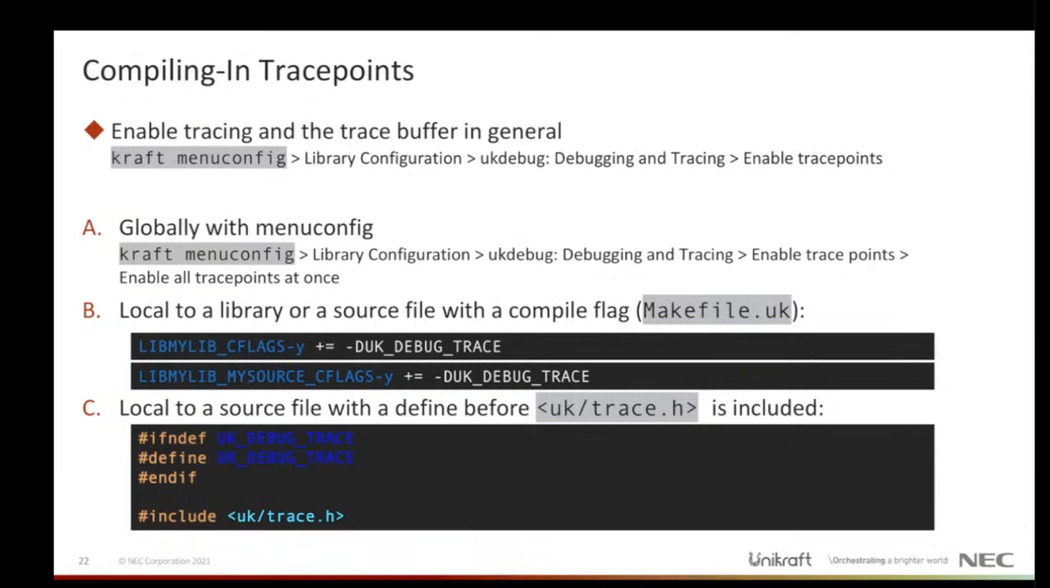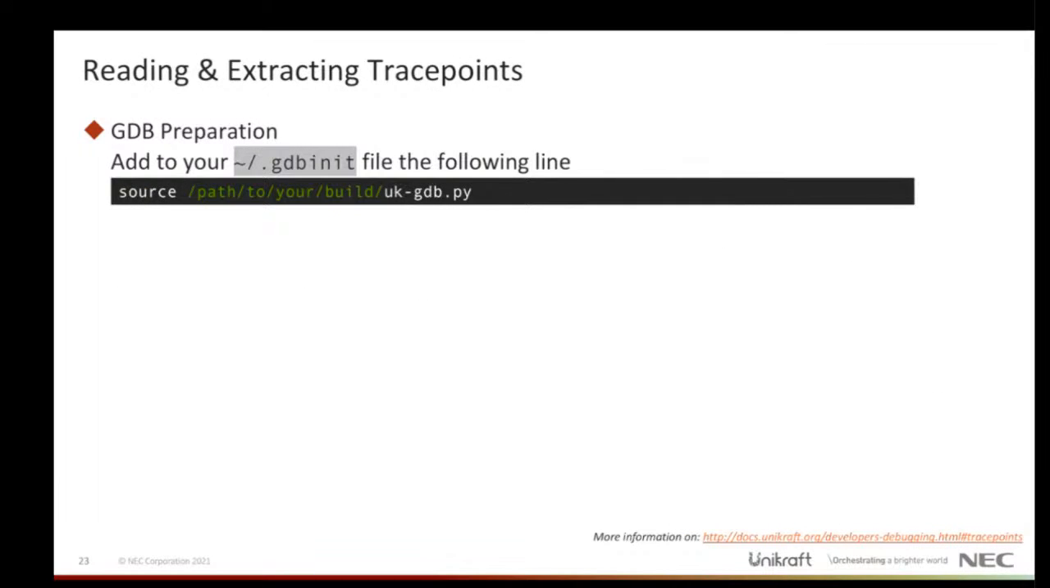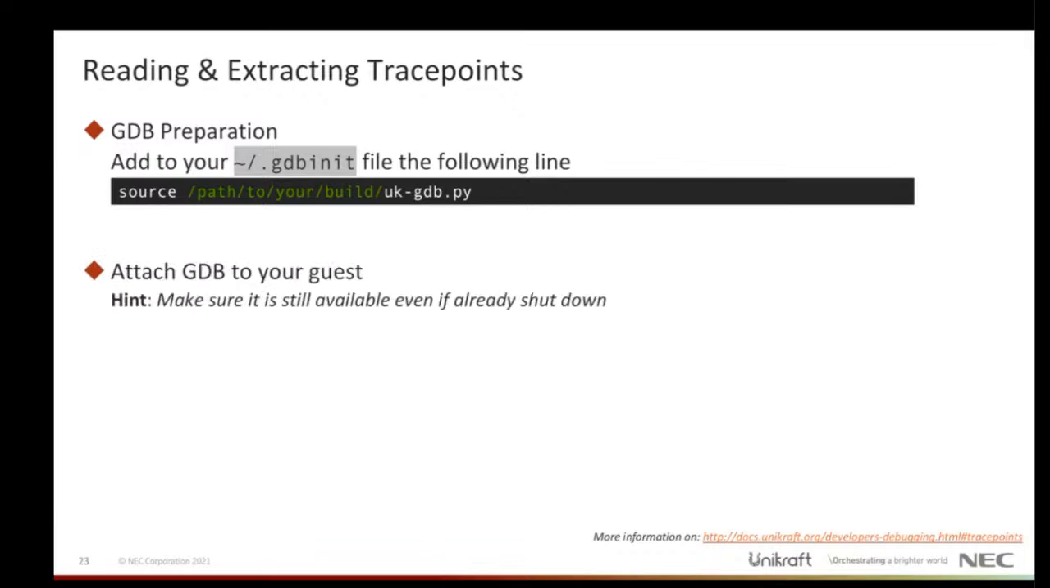When you have that instrumented, you want to be able to read and extract trace points. For that purpose, we have a script provided which gets generated when you compile your unikernel, and it is placed under the build directory, and it's called uk-gdb.py, and that needs to be loaded by your GDB debugger. So you can, for instance, add that to your GDB init file in your home directory so that it gets loaded, but you can also type that later by hand, and then it gets loaded then. With that, you get some extra commands available on the GDB shell. And having this, you're now able to attach GDB to your guest.